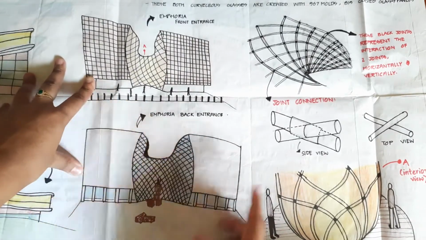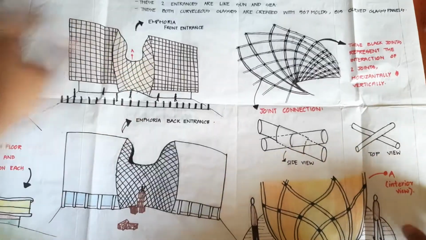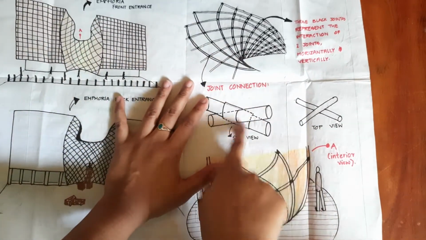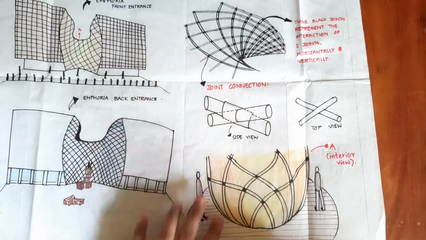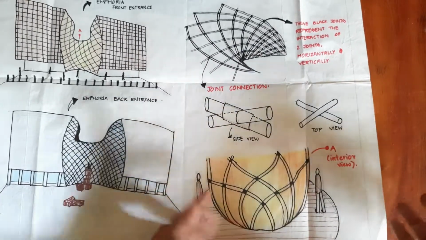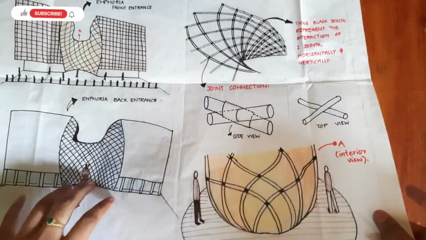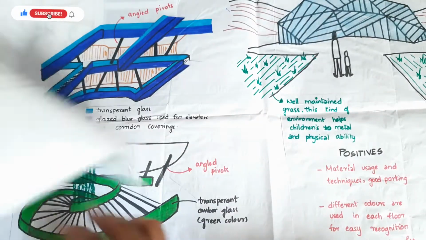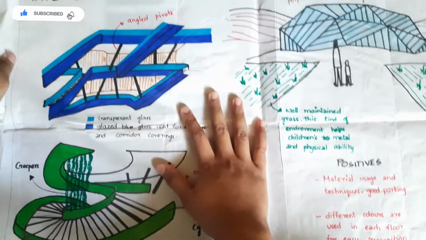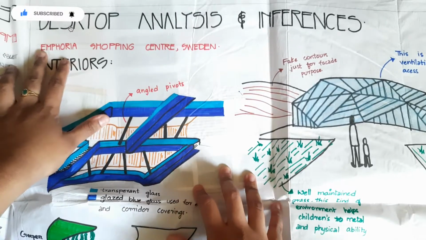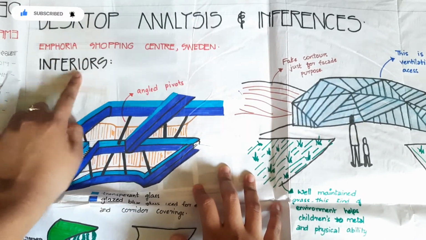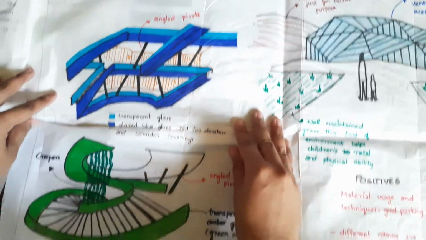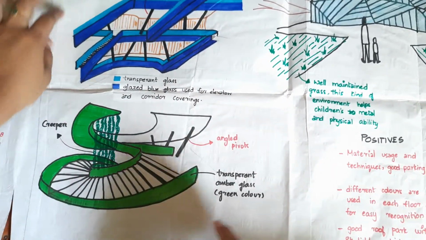So here are some more sketches, and here are some joints because the facade has a curvilinear entrance. These are the facade details which I have understood from the overall project. Moving on to the interiors of this particular project, as I said, every floor has a different color emphasizing the whole interior. The escalators emphasize a complete blue color, and the stairs emphasize green color with some plants overhanging.